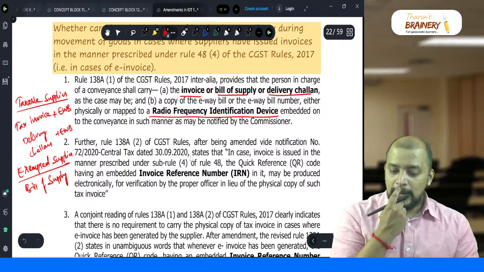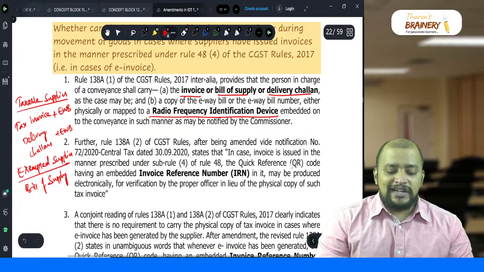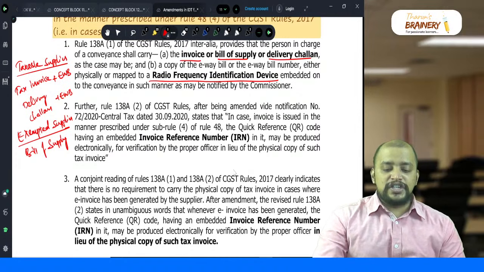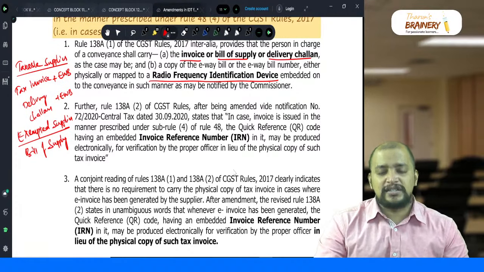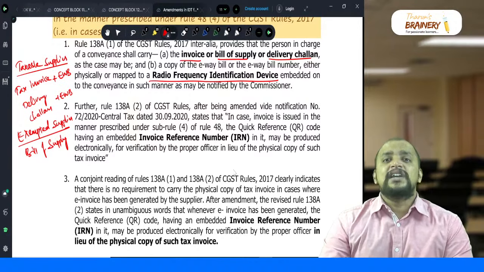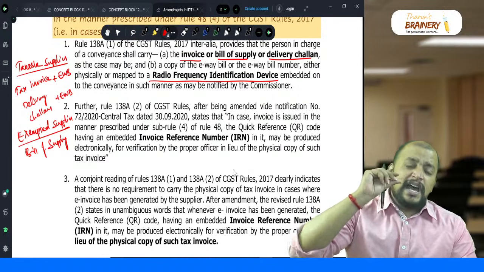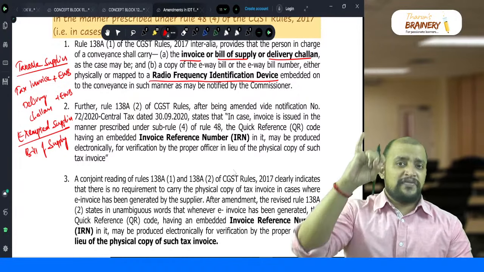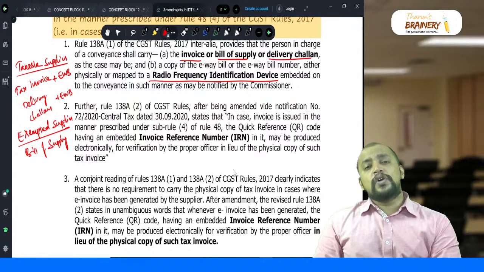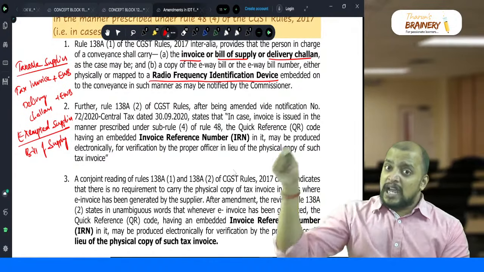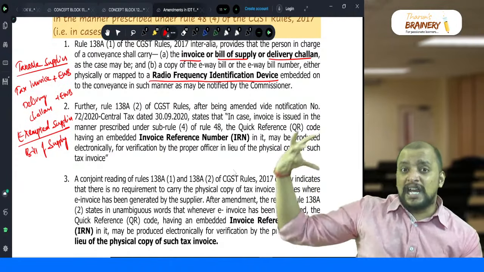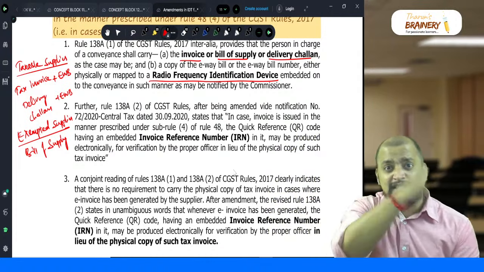Okay, now further, Rule 138.2 after being amended states that in case the invoice is issued in the manner prescribed under sub-rule 4 of Rule 48. What is that? E-invoice. E-invoice has three things. What are they? Invoice reference number, QR code, and digital signature. Whether the QR code in the e-invoice and the dynamic QR code is one and the same? No. The QR code in the invoice and the dynamic QR code are not one and the same. That is different.